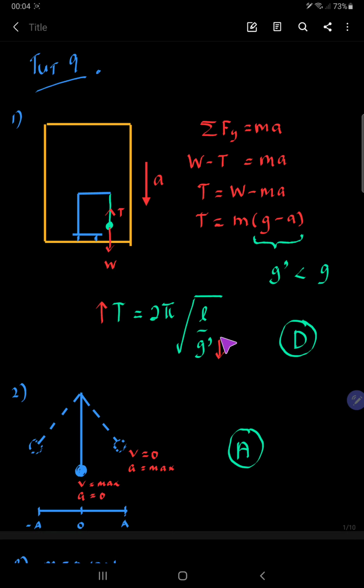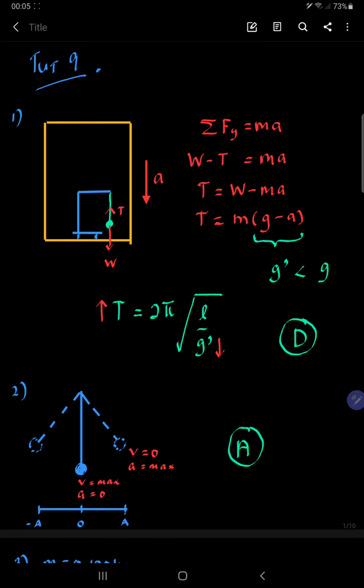So what happened now? g prime is smaller. Based on this, g prime and T are inversely proportional. So by having smaller g, T is greater. Okay, so the answer is D, which is period of oscillation increases. When the period increases, the oscillation of the pendulum should be slower, because the period is greater. And the frequency and T are inversely proportional, so when T increases, f should decrease. So A is wrong. Okay, so the answer is D.